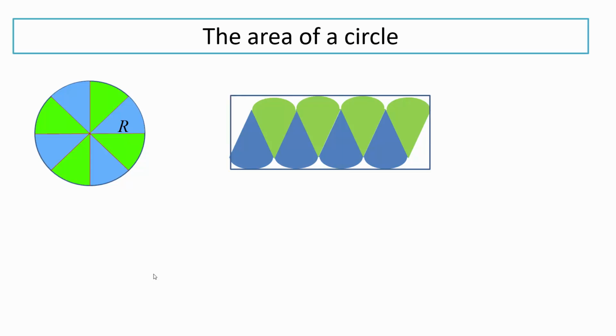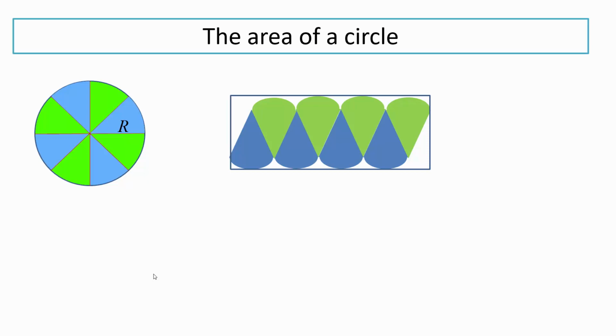There's our rectangle. So that means, as a rough and ready estimate, the area of the circle would be approximately the same as the area of the rectangle. But what's the area of the rectangle? Well, we know the area of a rectangle is length times width. So how long is that rectangle?